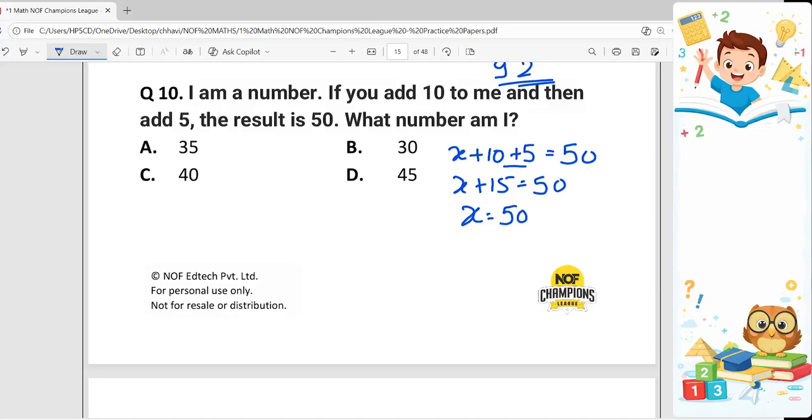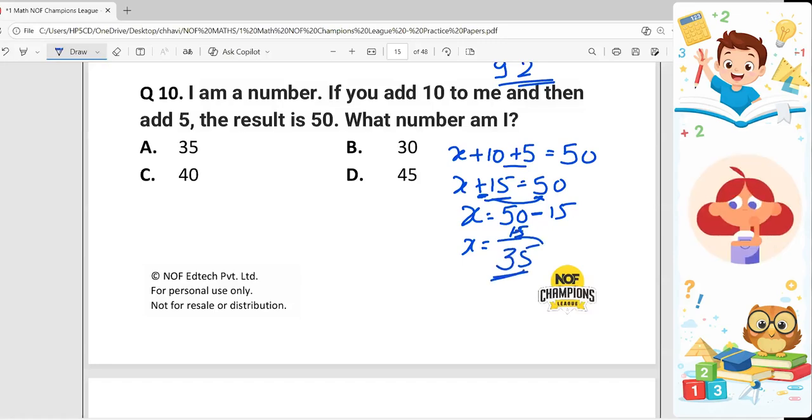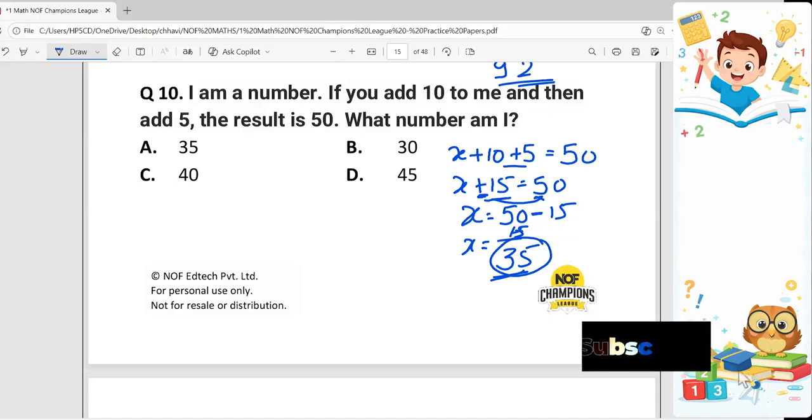So we will take this number to that side. Since it is here in plus, we will take it in minus over here because it is changing sides and going to the other side. X is equal to, what is the answer? 50 minus 15. If we do it like this, 5, 2, 3. So the answer is 35, isn't it? So where is it? Options are 35, 30, 40 and 45. So the correct answer is option A, 35.